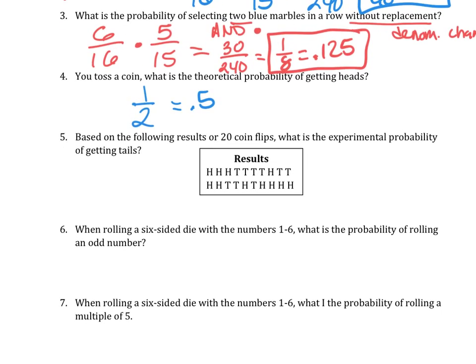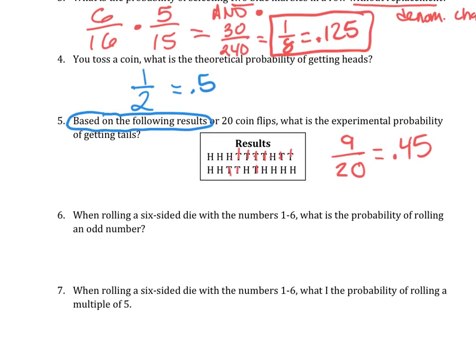Number 5, based on the following results. So now whenever we're based on results, that means any numbers we get have to come from the results. We no longer care that coin flips are 50-50. We only care about the results of the experiment. So the experimental probability of getting tails, we got tails 9 times out of 20. We did 20 total, right? And so 9 over 20 would be the fraction. It's already reduced, or that would be 0.45 as a decimal.